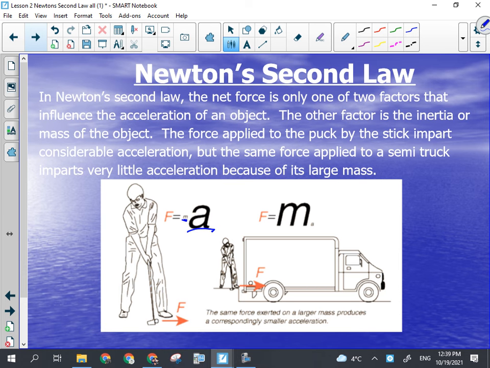Now, for some reason, he decides a ball is not enough of a challenge, so he steps up to this truck. And once again, swings his club as hard as possible. Don't try this at home.